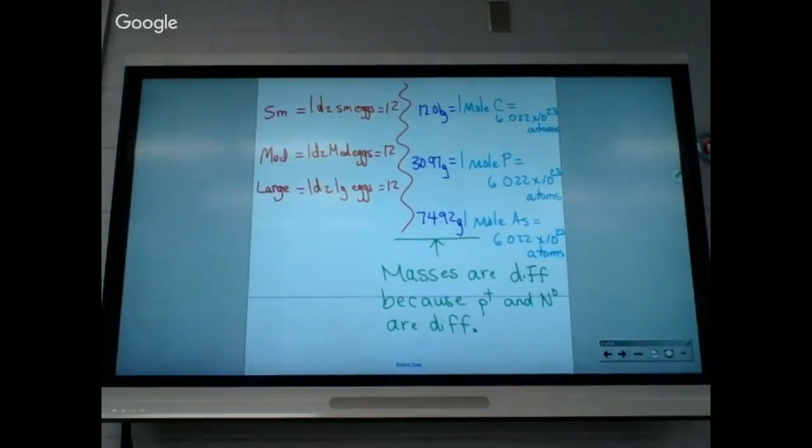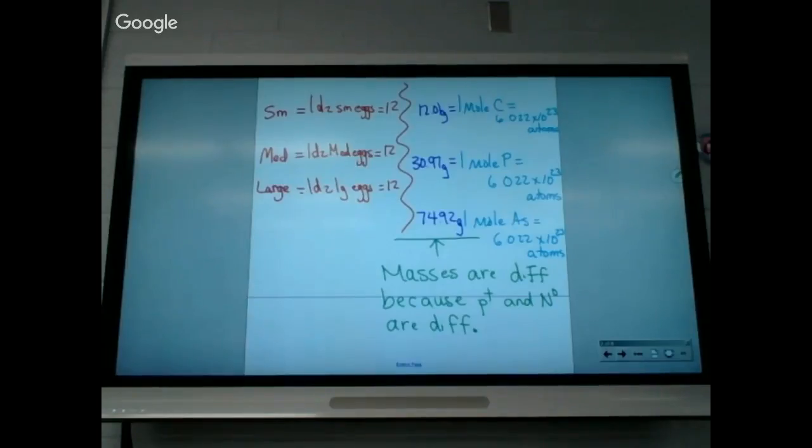The electrons are the same, but what do we know about the mass of an electron we talked about yesterday? It's so small it doesn't matter. That's correct. It doesn't count. Okay? Because the mass of an electron is so small, it doesn't matter. So it doesn't matter that the electrons' numbers are different. They don't count in terms of mass. It's irrelevant. Okay?